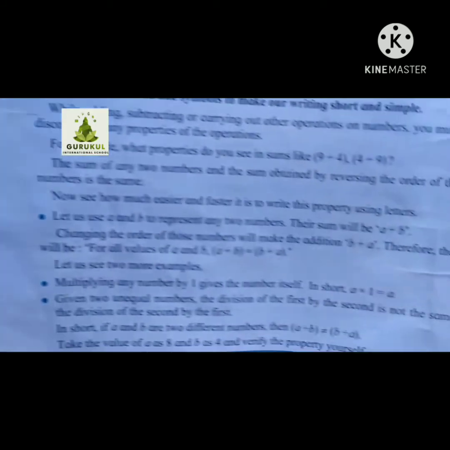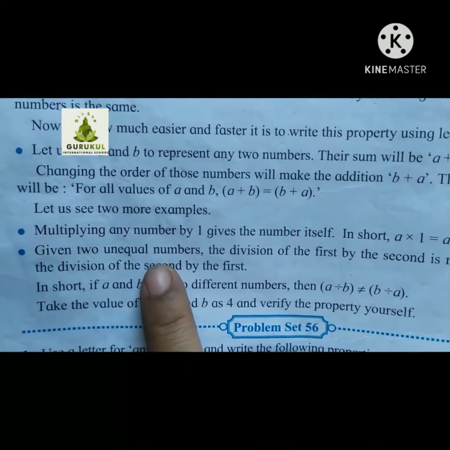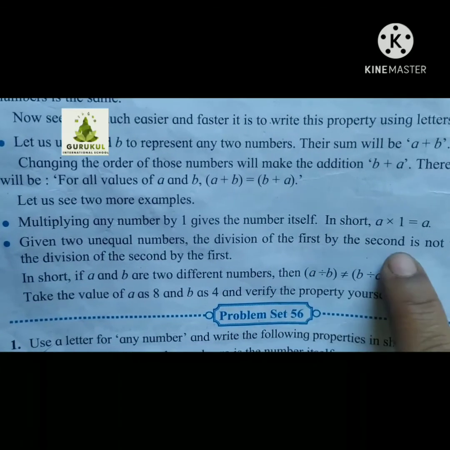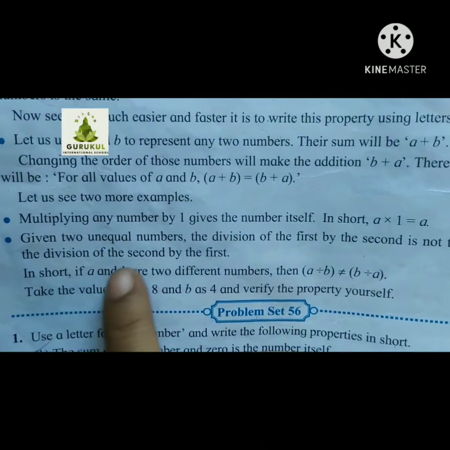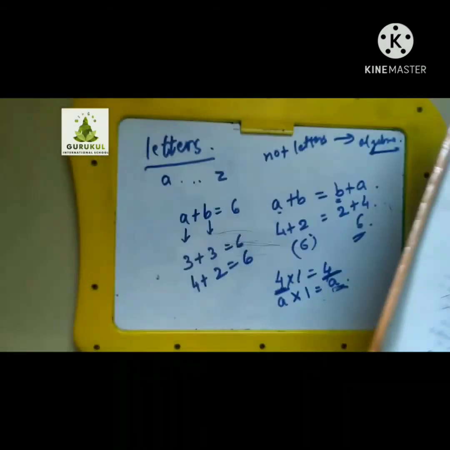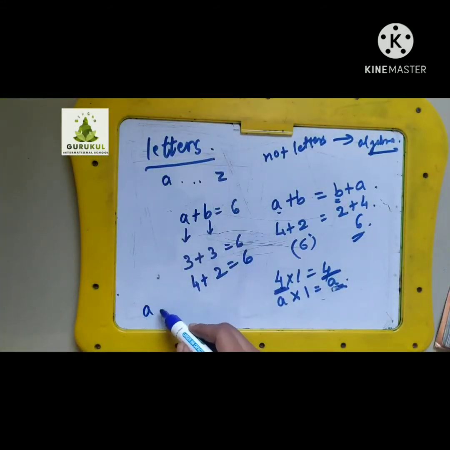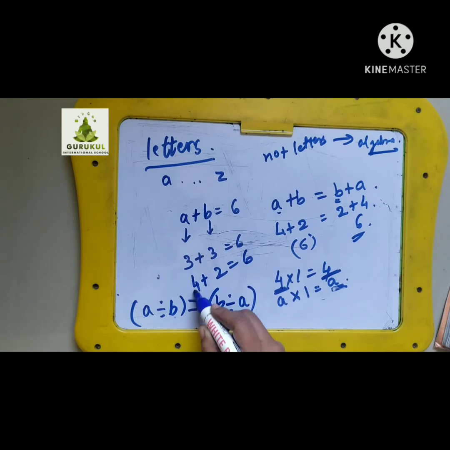Then the third one tells you here that given two unequal numbers, the division of the first by the second is not the same as the division of the second by the first. That means, for example, you have a and b as some numbers. If you divide them, and on the right hand side you just reverse the numbers, you will get unequal answers. Your division of a by b and b by a are going to be two different numbers. That is why for division, it is the inequality sign.